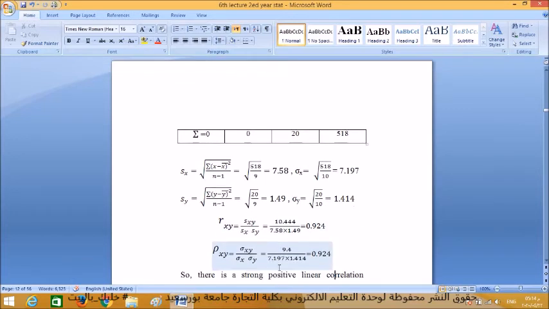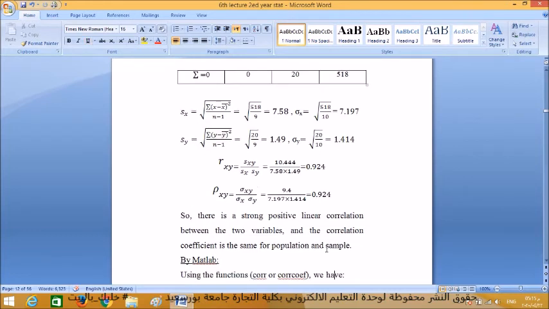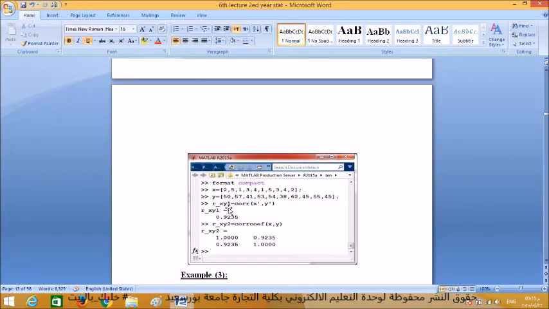For population data, the coefficient of correlation is also 92%. So the coefficient of correlation for a sample is the same as for the population. But the standard deviation of the sample is larger than the standard deviation of the population, while the coefficient of correlation is the same for a sample or for population data, right?